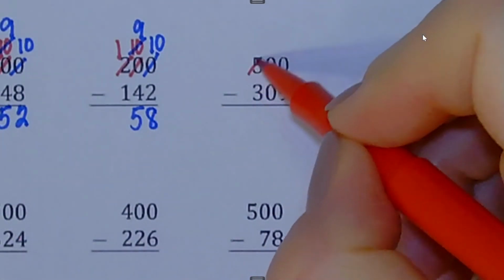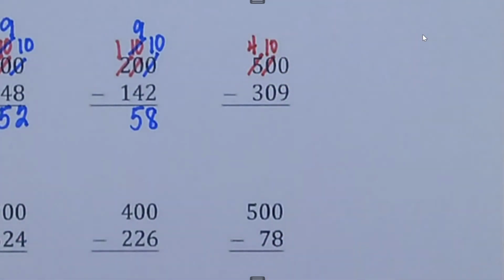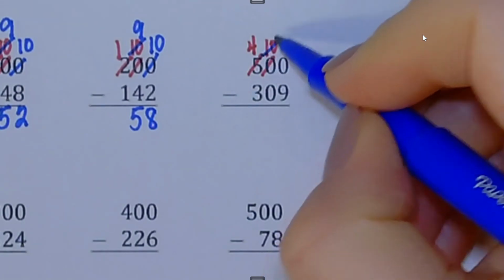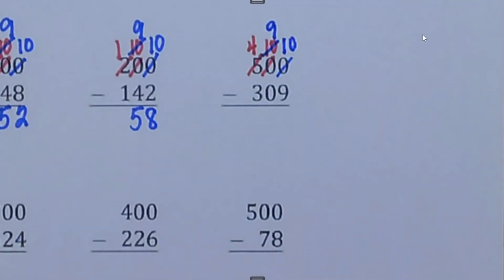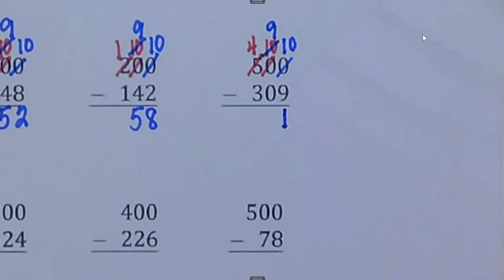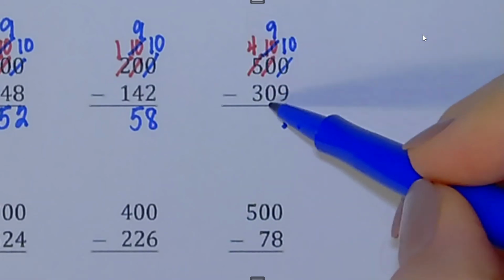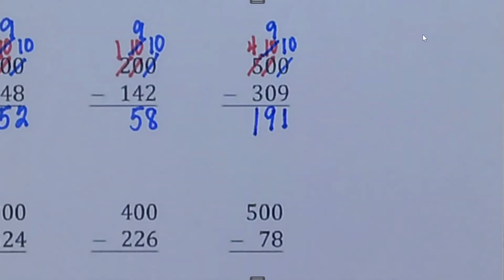So my 5 becomes a 4. My 0 becomes a 10. Okay? Now my tens place is ready to help my ones. So I'm going to borrow from this 10. It becomes a 9. And now my ones place has 10. 10 minus 9 is 1. 9 minus 0 is 9. And 4 minus 3 is 1.